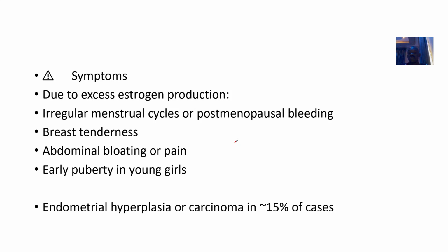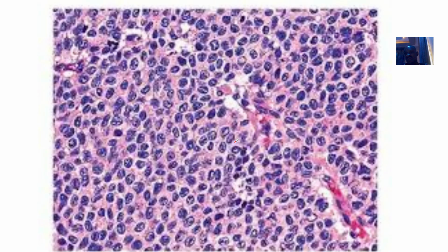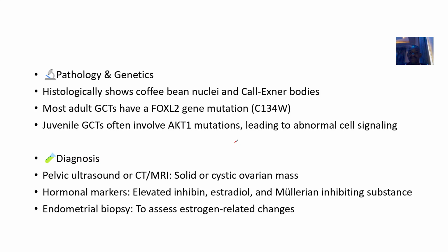Then the endometrium is increasing in size. It could also result in cancers of the endometrium, because the cells are now growing out of check. So most of them, these are the genes, all right, affected: FOXL2, AKT1.